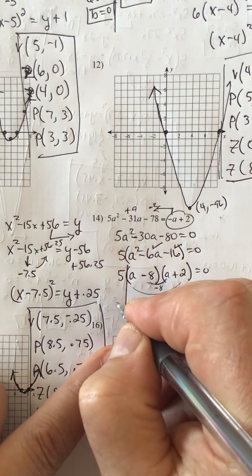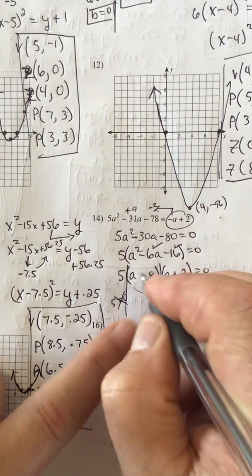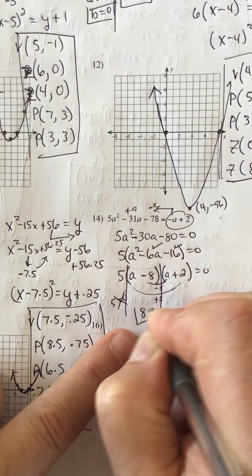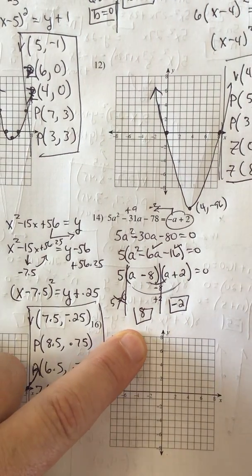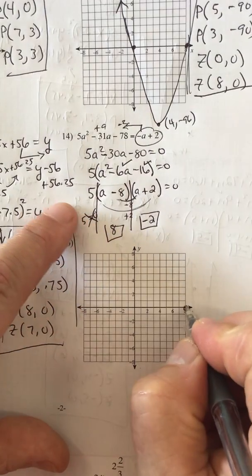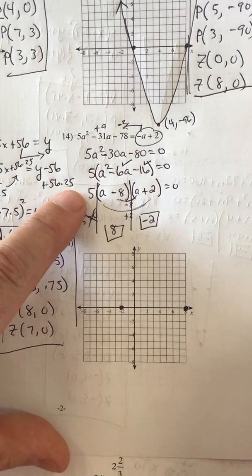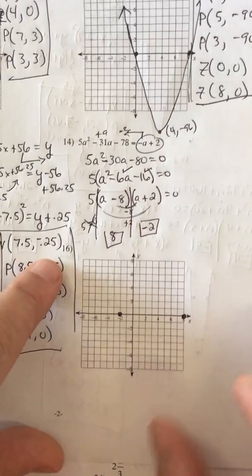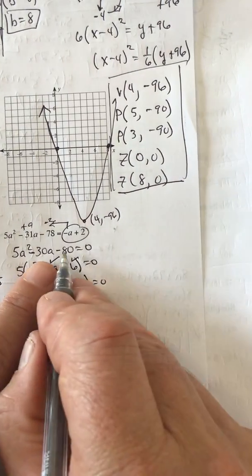So here's the zeros. The 5 doesn't matter because 5 does not equal 0 anyway. What makes that one 0 is 8, and what makes that one 0 is negative 2. There's the zeros, 8 and negative 2. The 5 is going to end up being the height number eventually. So I'm going to pick it up right here.